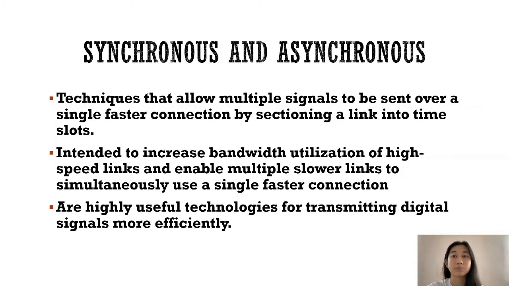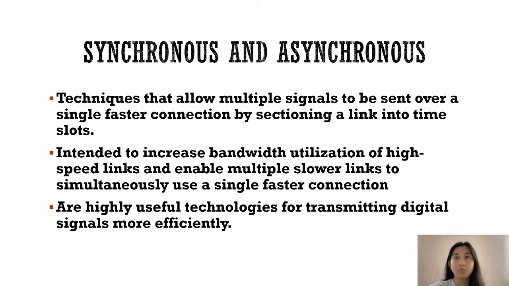Synchronous and asynchronous time division multiplexing are techniques that allow multiple signals to be sent over a single faster connection by sectioning a link into time slots. Each source signal uses the channel for a limited period of time. They are intended to increase bandwidth utilization of high-speed links and enable multiple slower links to simultaneously use a single faster connection. Synchronous and asynchronous TDM are highly useful technologies for transmitting digital signals more efficiently.